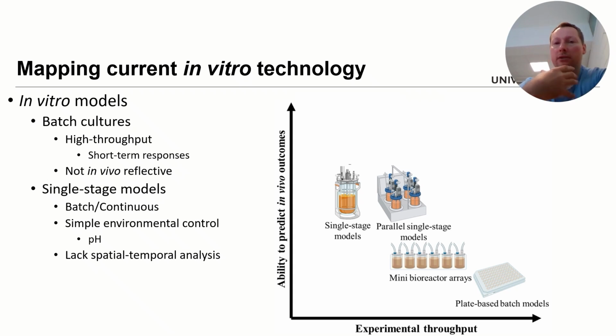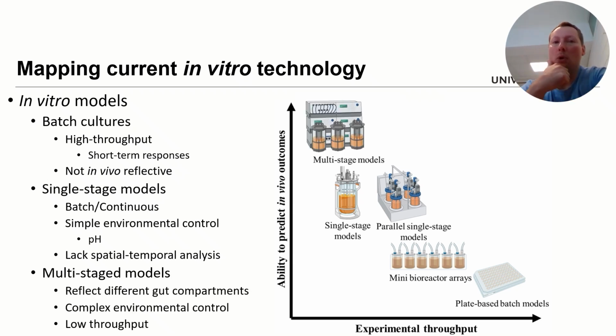And here we've started to introduce simple environmental controls, such as pH and temperature monitoring. But these lack the spatial temporal analysis that's needed when you're looking at animal biology. So these reactors might only mimic one portion of the digestive tract, for instance. And then on the other end of the scale, we've got these multi-stage models, and these are typically continuous models. They reflect the different gut compartments, and so they have very, very complex environmental control associated with them, but they're very low throughput because they're typically big and bulky.